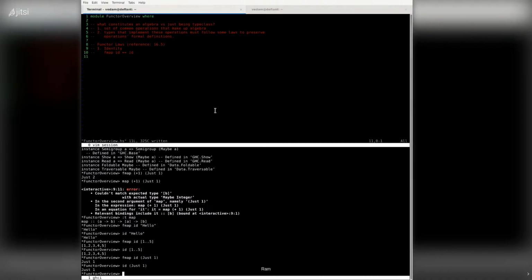All right, the second law is the notion of compositionality. This is a very important law that we can discuss, and it is basically the following. If you are using fmap on the composition of two functions, it's the same as just calling fmap of f and composing it with fmap of g. All right, that's basically it. Okay, we'll see this in an example.